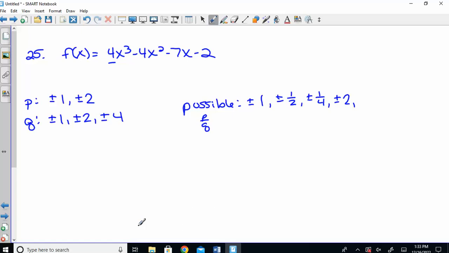Then I asked you to find all zeros. So what did we do from here? Yeah. We kind of looked at a graph. A 0 is an x-intercept, so we looked to see if we could pick out an x-intercept, kind of narrow it down. Where does this look like it hits the x-axis? 2. So we'll start with our synthetic division with a 2.